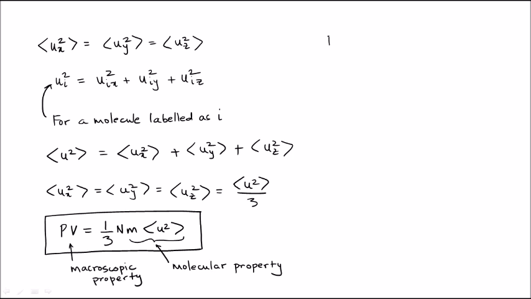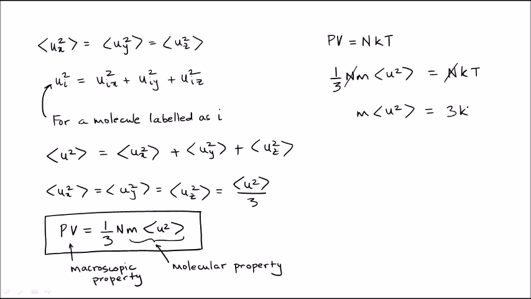Experimentally, we had PV is equal to nkT. By comparing the experimental result and the microscopic picture of the gas, we get 1/3 n m average of u squared is equal to nkT. So, m average of u squared is equal to 3kT.